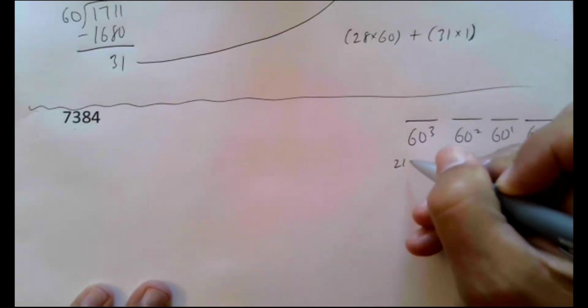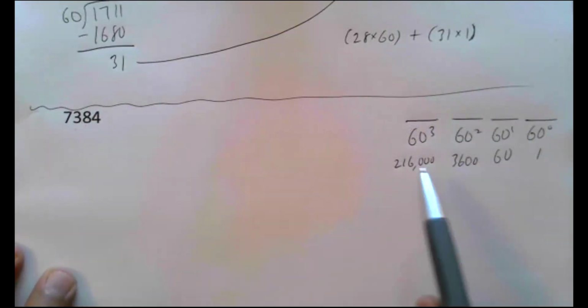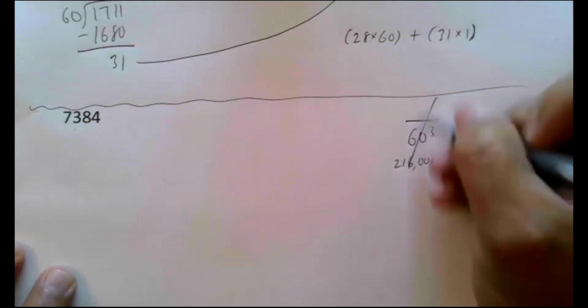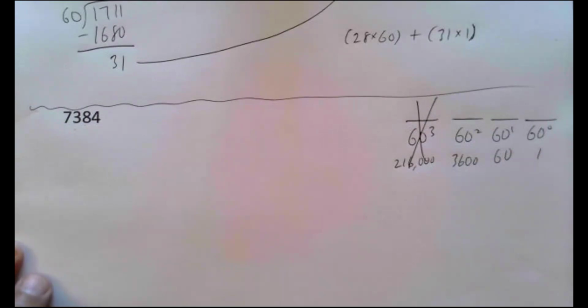60 times 60 times 60 is 216,000. Now, that number is not that big, right? But it is bigger than that. Okay, so I'm not going to need that place value, but I am going to need this. So I'm going to need to utilize 3 place values in this one. I need to start by dividing 7,384 by 3,600.